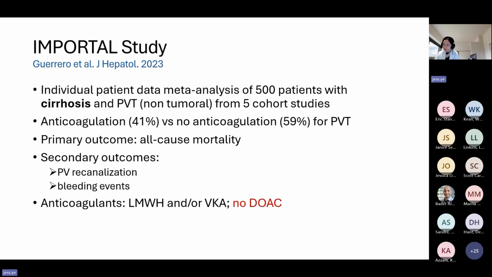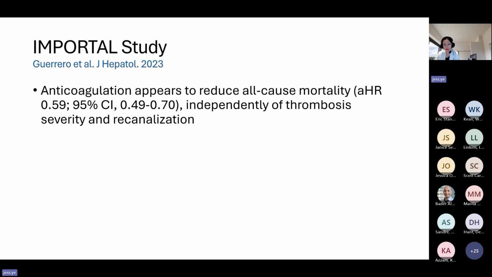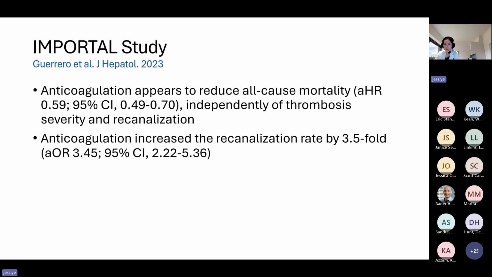The study also didn't report on the acuity of portal vein thrombus, which can be hard to tell in a lot of scenarios. This meta-analysis of cohort studies observed that anticoagulation appears to be associated with a 41% lower risk of death, independently of the portal vein thrombus severity and recanalization. It's also associated with an increased recanalization rate, about 3.5-fold.